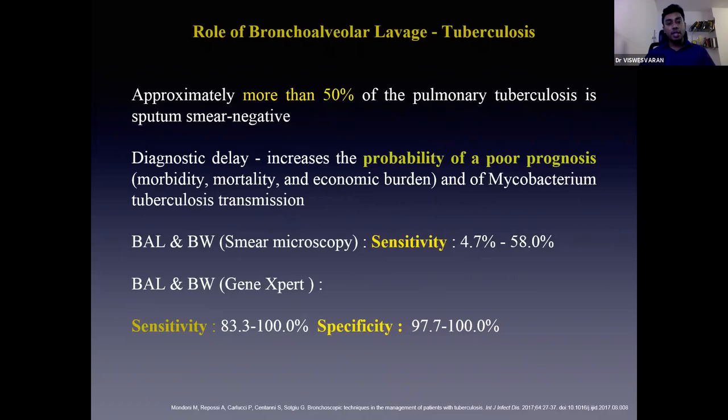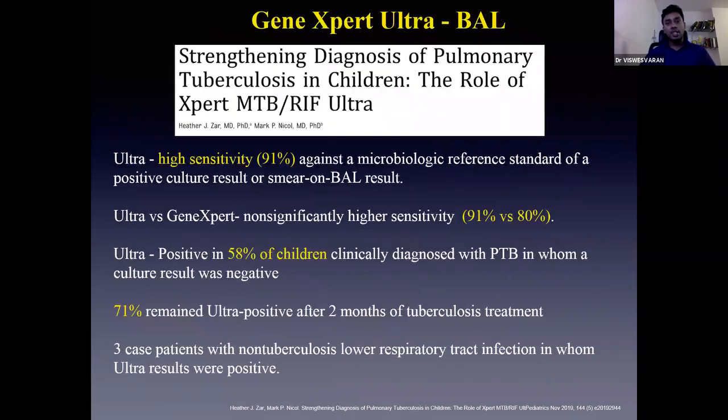So the sensitivity of the BAL and the bronchial wash with smear microscopy is only between 4.7 to 58%. So your smear microscopy alone cannot help you to diagnose tuberculosis very well. So then came the GeneXpert. The sensitivity is as high as 83 to 100%, and the specificity is 97.7 to 100%. So these days we are coming up with the GeneXpert Ultra. So is there a real difference between GeneXpert and GeneXpert Ultra on BAL?